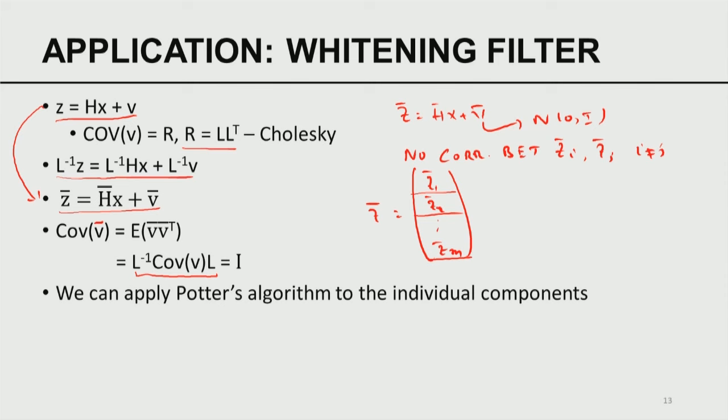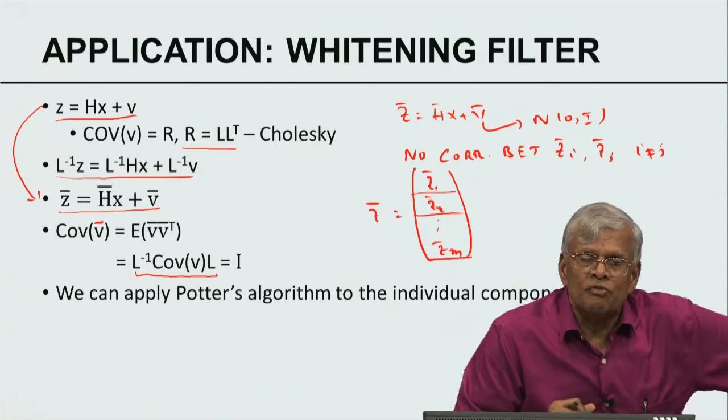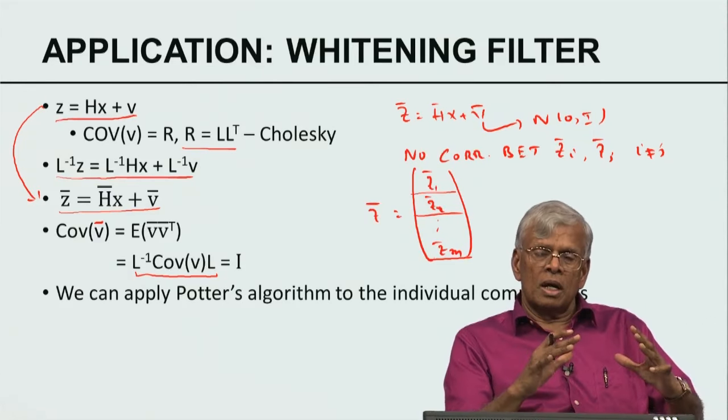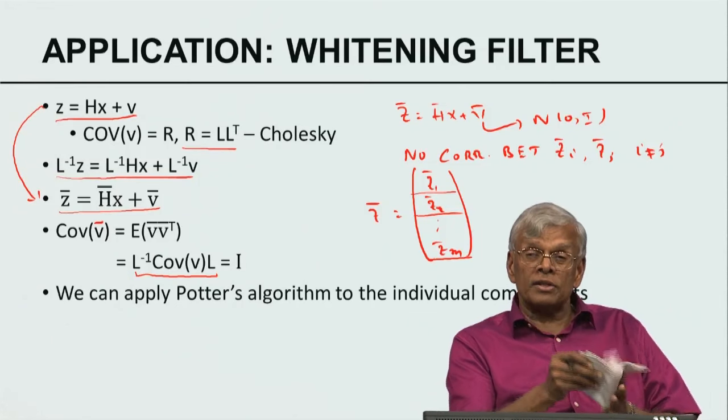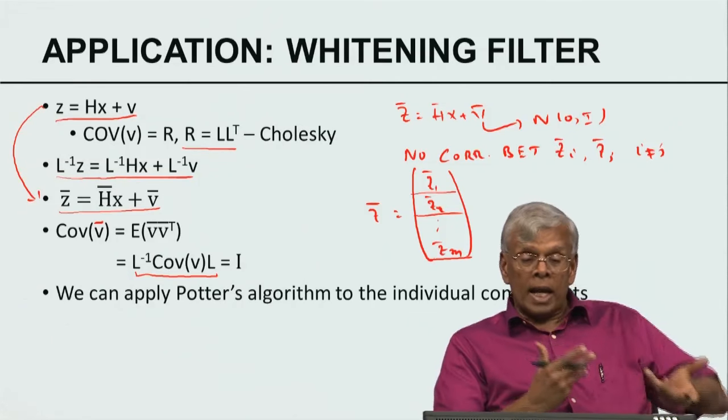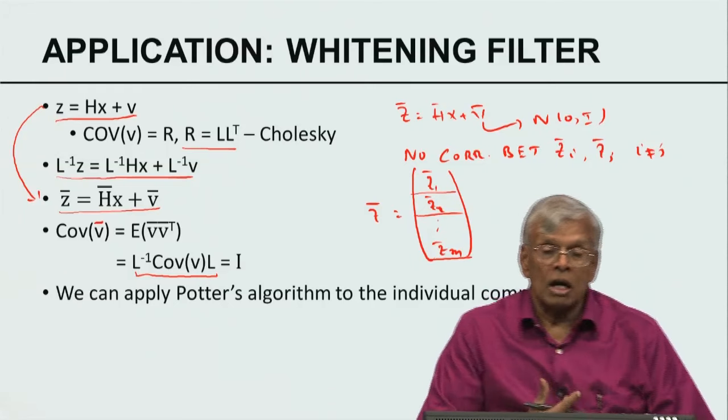So it is this ability to convert using the transformation, which is the L inverse, that is called the whitening transformation. What is whitening? Before the transformation, V had covariances. That means Vi and Vj may be correlated. But after the transformation, V bar i and V bar j are not correlated.